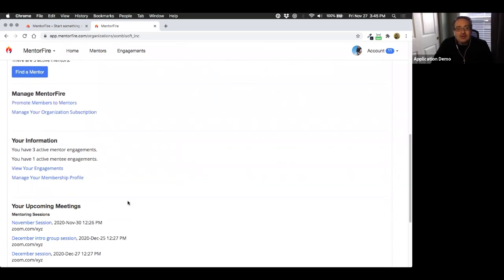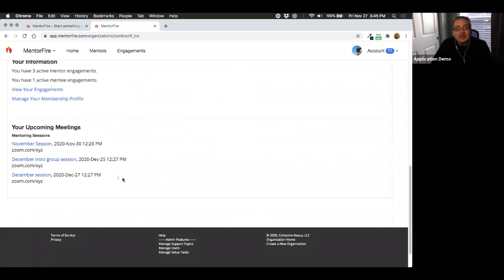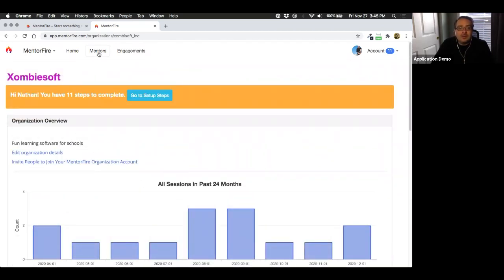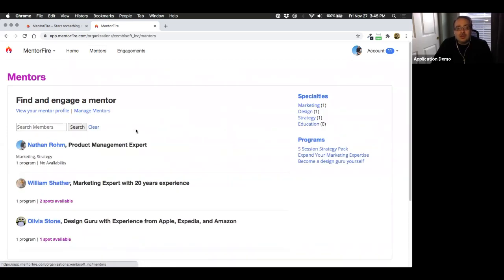If you have any engagements where you are a mentor, you would see that information summarized here, and you can see any sessions that are scheduled that you need to be aware of. Within the tool, if you are looking for a mentor, you can see other people who have volunteered to be mentors, and you can learn a little bit about them. You can also see if they have programs that they are offering.